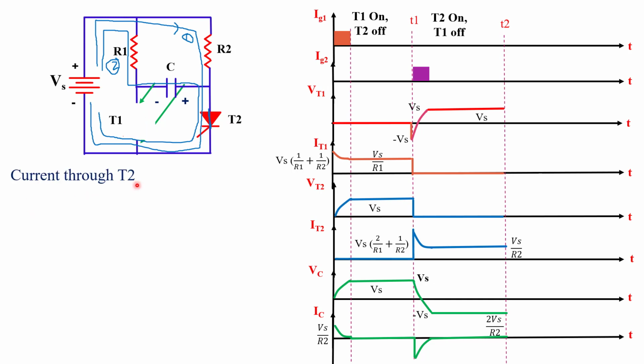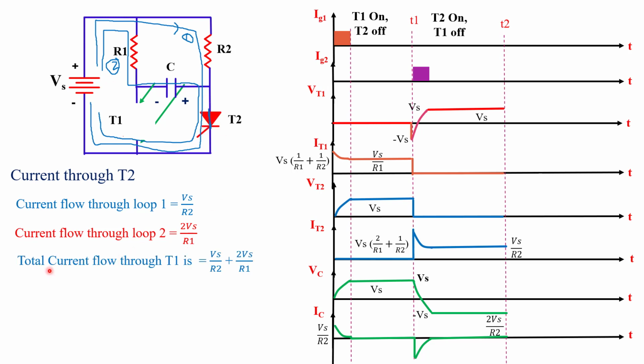Current through T2 thyristor: initially current flows through loop 1. Loop 1 is through R2 resistor. So how much current flows through loop 1? Vs by R2. Initial current flow through loop 2 is equal to 2 Vs by R1. Why is it 2 Vs? Because Vs is the supply voltage and the capacitor is also initially charged with Vs voltage. So 2 Vs upon R1. So this is 2 Vs by R1, the current flow through loop 2 initially. Okay, so initially the total current flow through T2 thyristor is Vs by R2 from loop 1 and 2 Vs by R1 from loop 2. So now we start drawing the waveform.